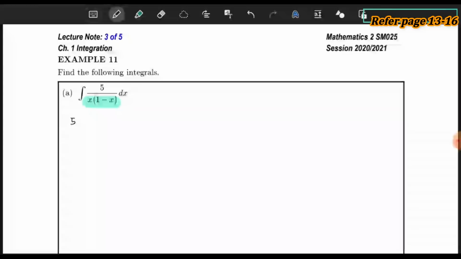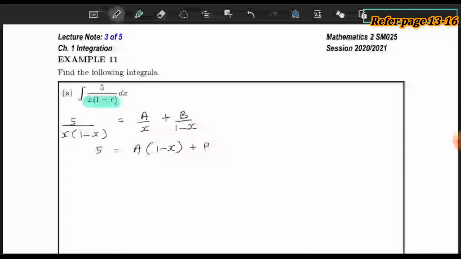So, we take out the function 5 over x times 1 minus x equal to, we ignore the integral first. Okay, we go to partial fraction. So, we write a over x because x is a linear plus b over 1 minus x. Next, we equate the denominator. So, we have 5 equal to a times 1 minus x plus b times x.